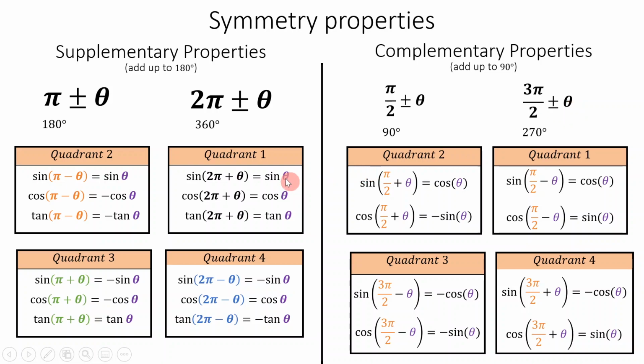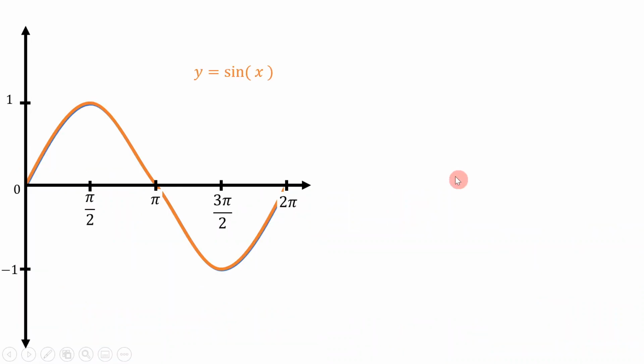And just as there were properties for each quadrant for the supplementary ones, so too for the complementary ones. Now we're going to have to write all of these down, but before we do that, I just want to actually show you where these come from and what they mean. And by doing that, we're actually going to learn where the names sine and cos come from.